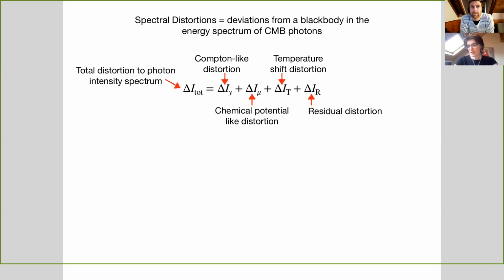Then as the universe gets cooler, at the next redshift, around a redshift of 10 to the 5 or so, you're more likely to produce the Y-type distortions, which are essentially Compton-like distortions. So it's related to Compton scattering. These will become efficient after the temperature shift distortion. And then later on, you shift to the mu distortions, which are the chemical potential distortions. But this is not a clean transition. So you do actually get a period where you have both Y distortions and mu distortions. And this is what we call the Y-mu period. So you can separate different phases of the universe, where first you'll have the temperature shift, then you'll have Y, then you'll have a mix, then you'll have chemical potential-like distortions.